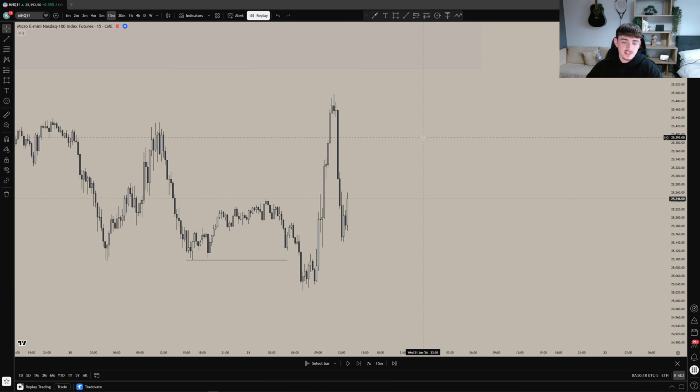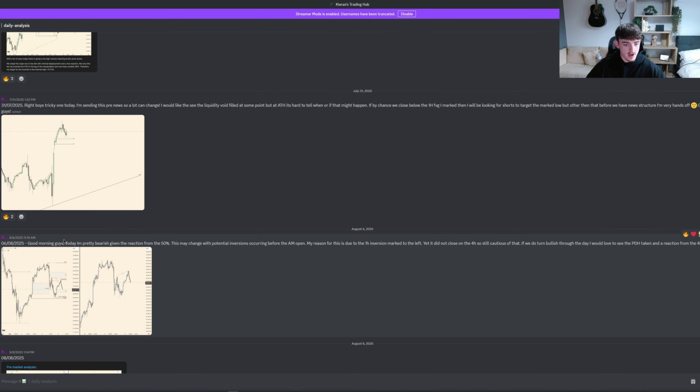So I actually used to drop my daily biases into a Discord, so let me go over a couple of those for you now. As you can see here, I say, good morning guys, today I'm pretty bearish given the reaction from the 50%. This may change with potential inversions, so the 50% being the rebalance of the leg. This will change with potential inversions occurring before the AM open. My reason for this is due to the 1-hour inversion marked to the left, yet it did not close on the 4-hour, so still cautious of that.